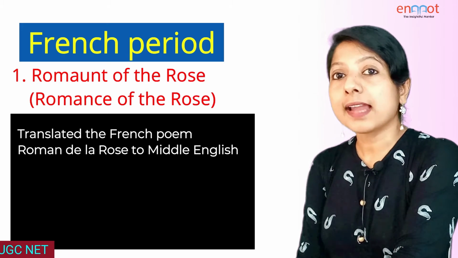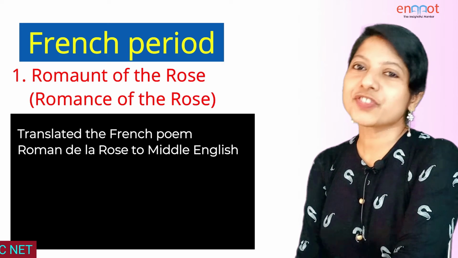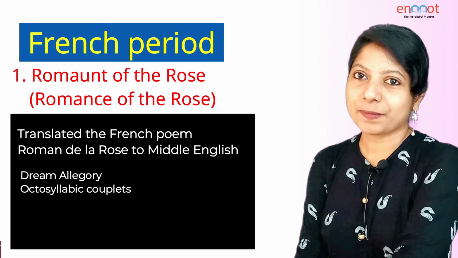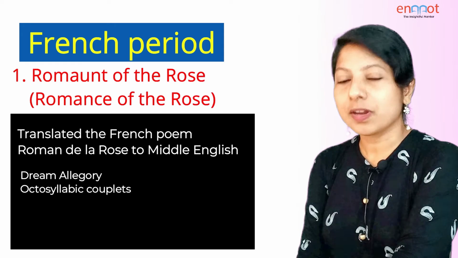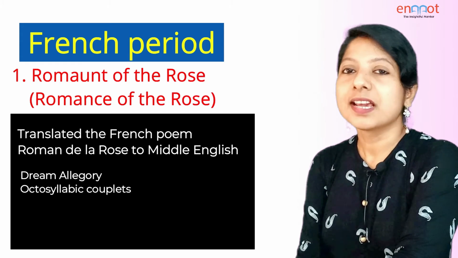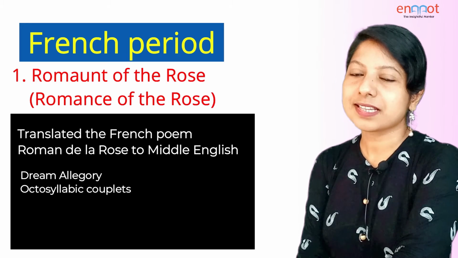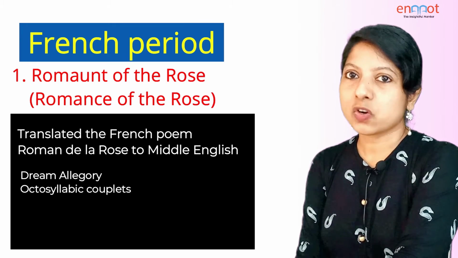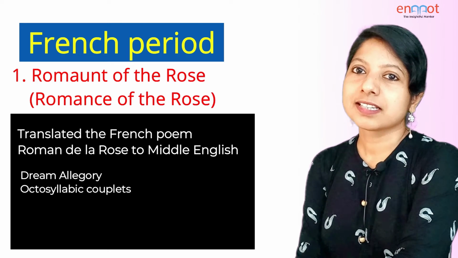And this is an allegorical love poem which is written in the form of dream vision. So this is a dream allegory, and it's written in octosyllabic rhyming couplets. Octosyllabic means each line has 8 syllables, and couplet in the sense that 2 successive lines rhyme with each other.